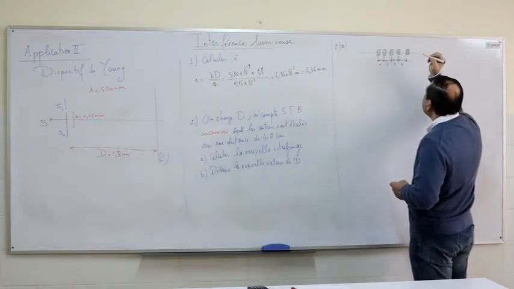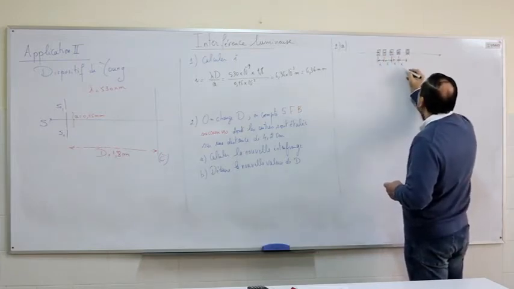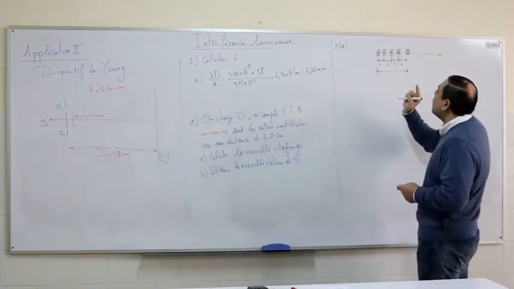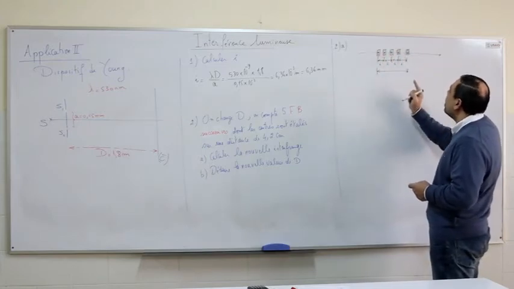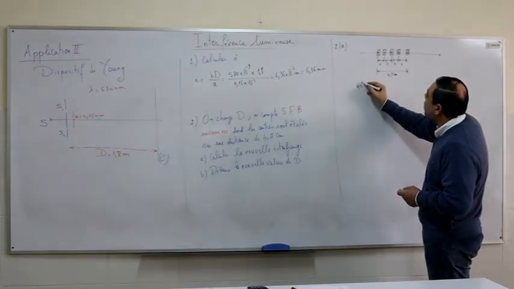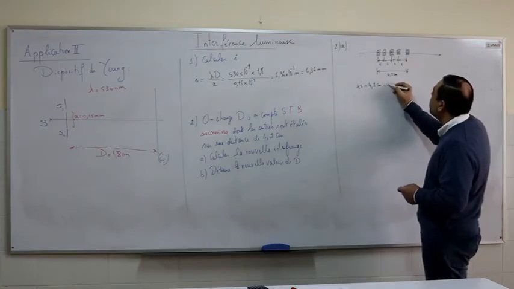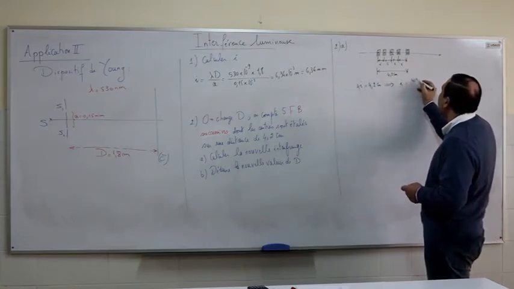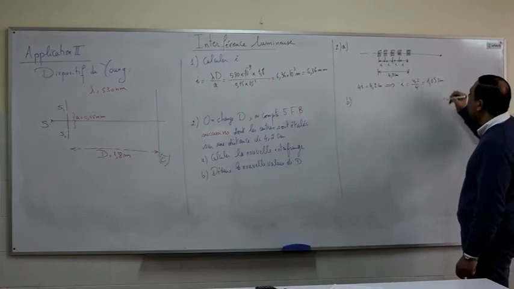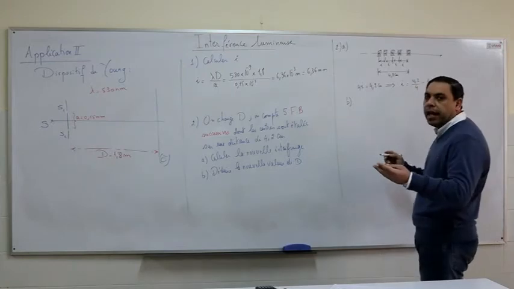The distance between the outermost centers is 4.2 centimeters. So we have 4I, and 4I is equal to 4.2 centimeters. Then I equals 4.2 over 4, which is 1.05 centimeters. In part B, deduce the new value of D.